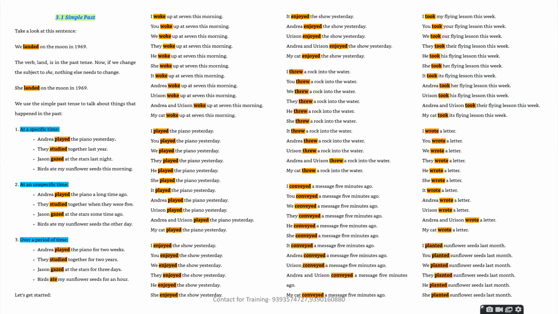Simple past. Take a look at this sentence. We landed on the moon in 1969. The verb land is in the past tense. Now, if we change the subject to she, nothing else needs to be changed. She landed on the moon in 1969. We use simple past tense to talk about things that happened in the past at a specific time.